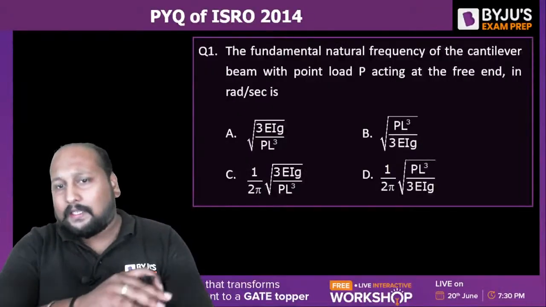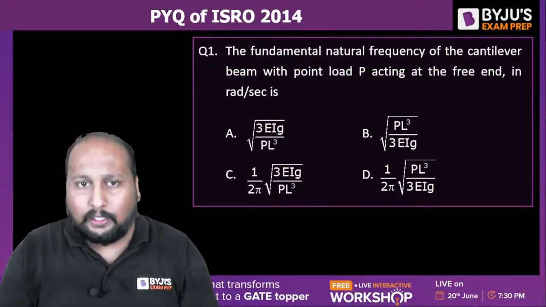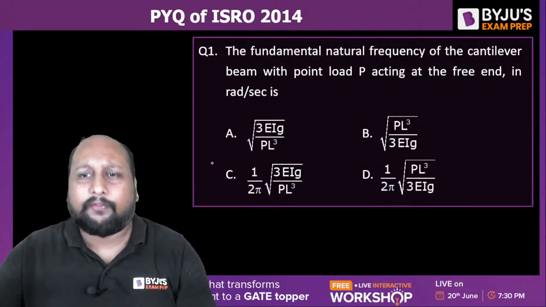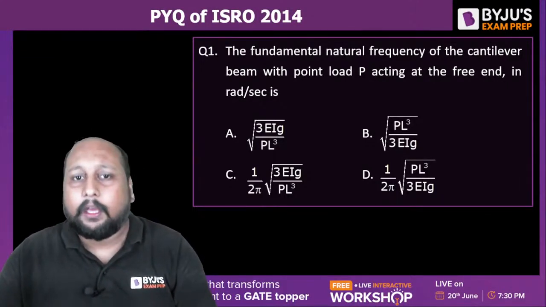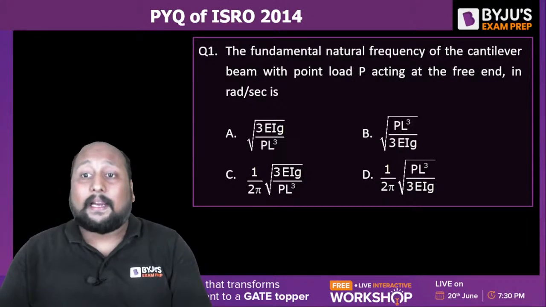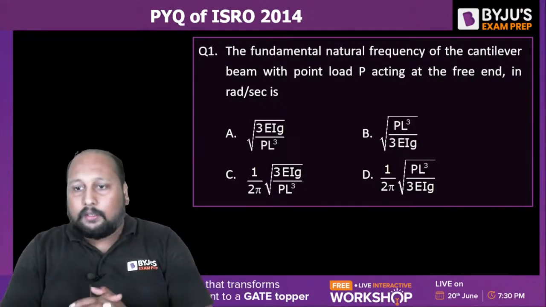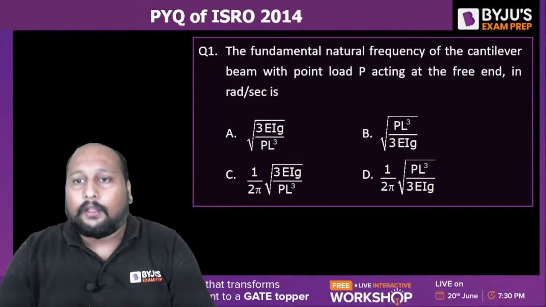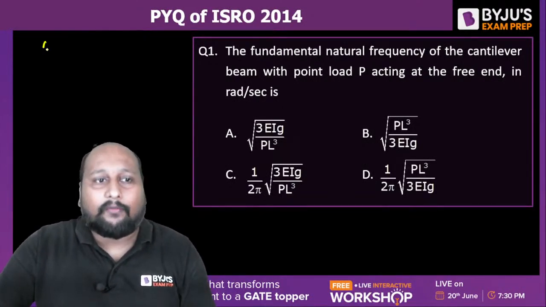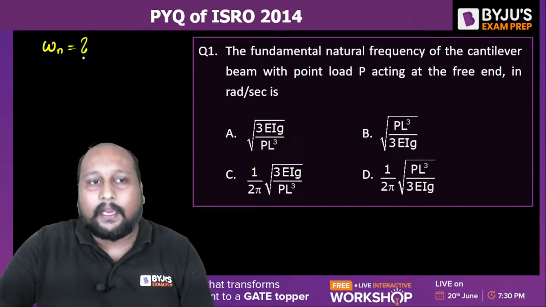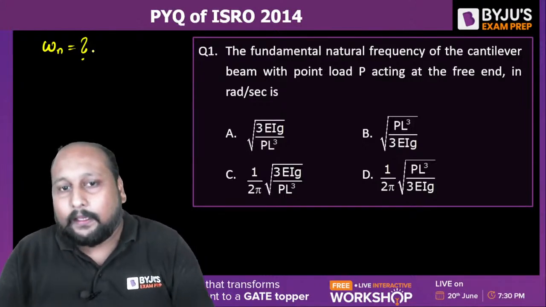So let's begin with the first question from the theory of machine. The fundamental natural frequency of a cantilever beam with a point load P acting at the free end, in radian per second. Very easy question from the natural vibration. Quickly, they are asking you what is the fundamental natural frequency omega n value. Simple question.